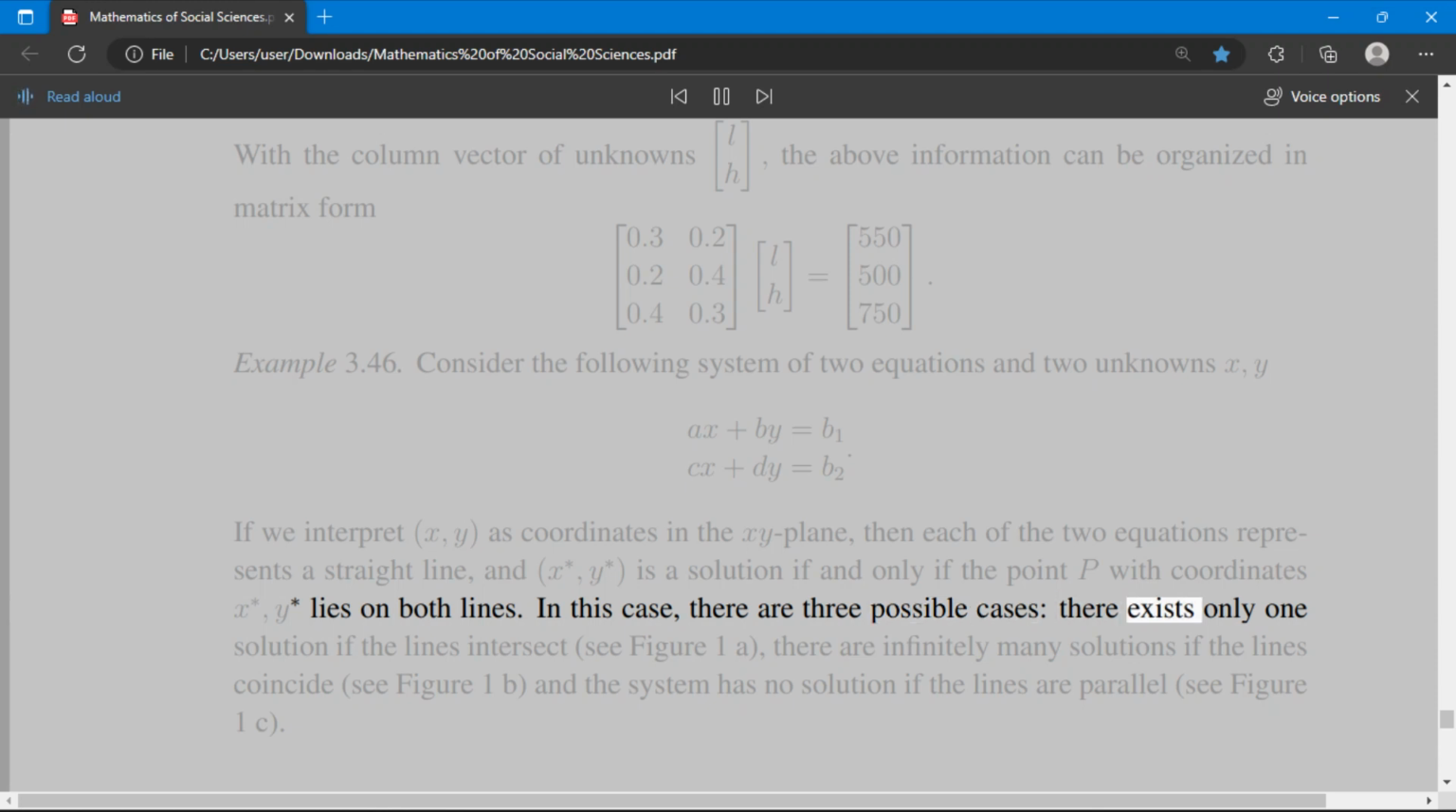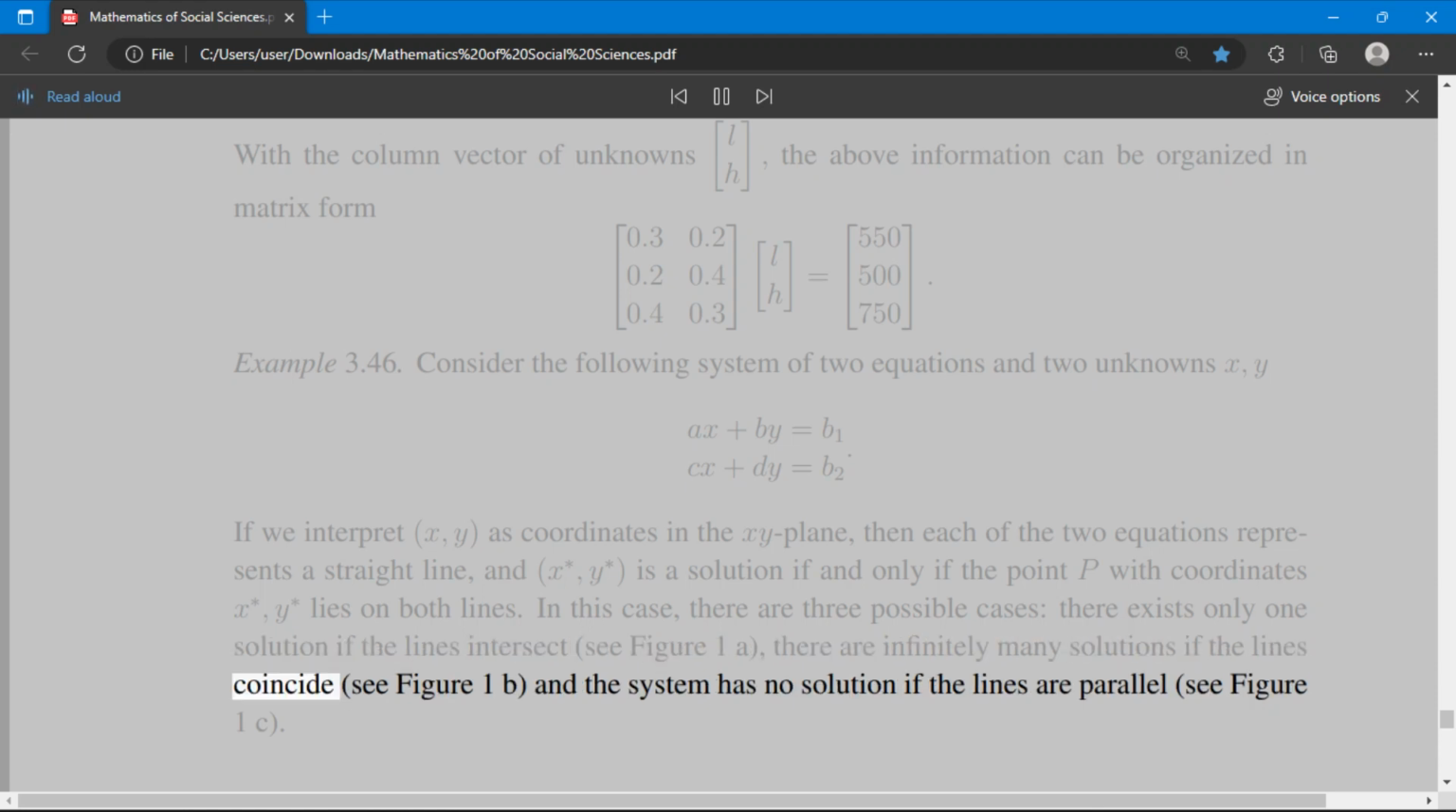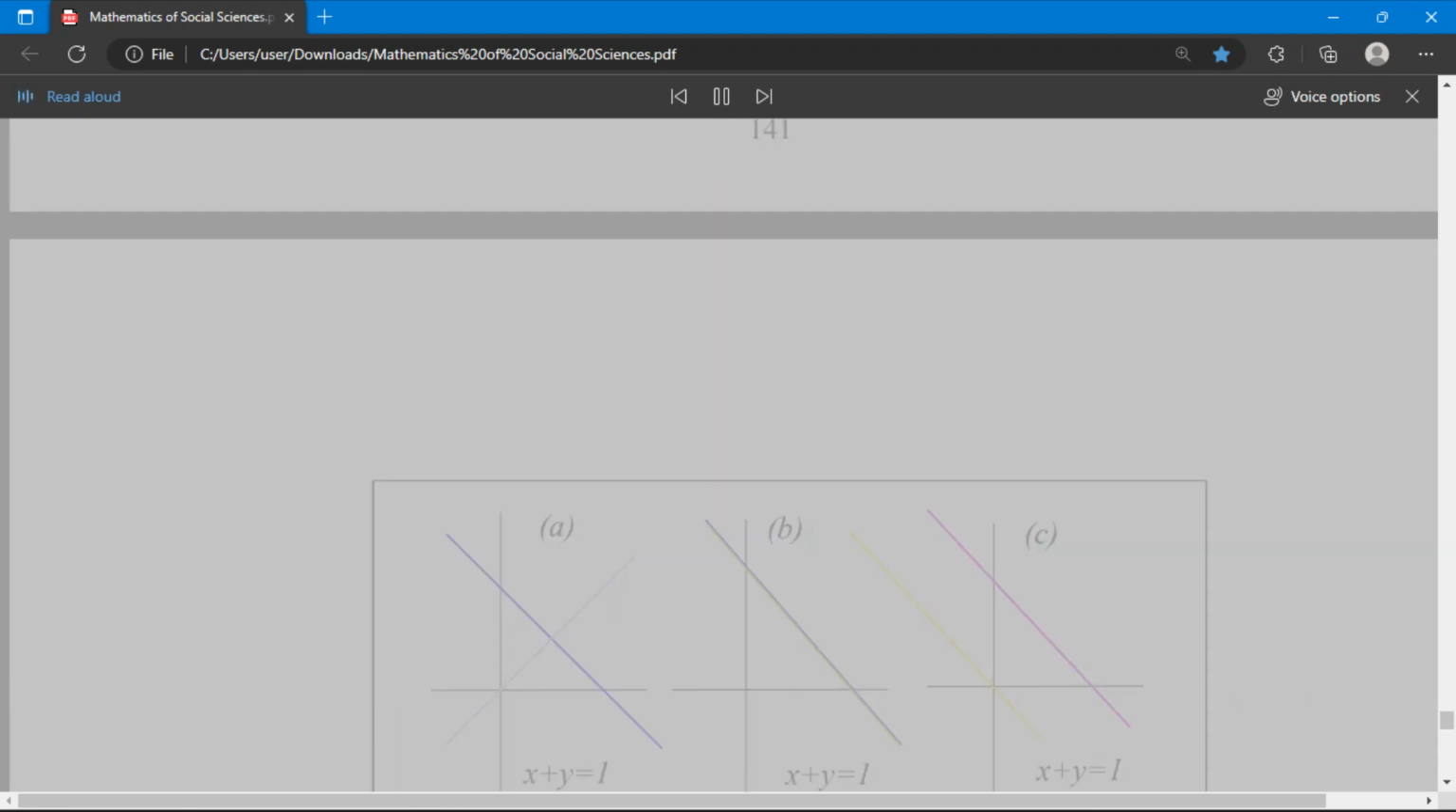In this case, there are three possible cases. There exists only one solution if the lines intersect. See Figure 1a. There are infinitely many solutions if the lines coincide. See Figure 1b. And the system has no solution if the lines are parallel. See Figure 1c.